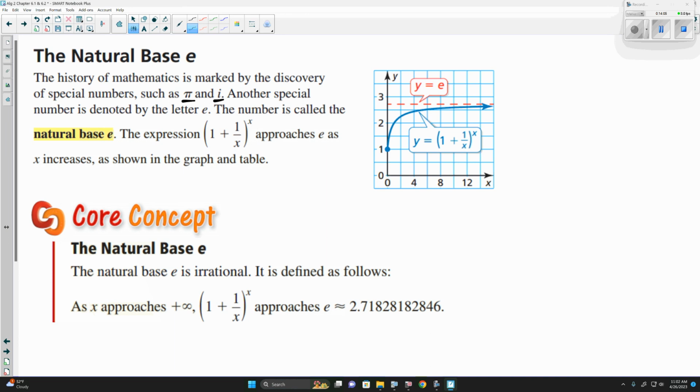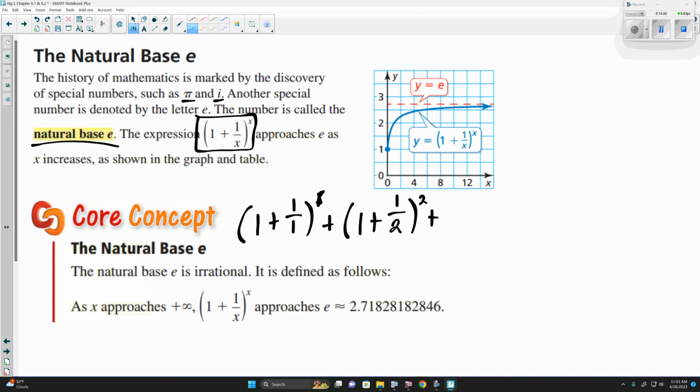It's called the natural base e and is represented by this expression as x approaches infinity: 1 plus 1 over x, to the x. If we add these values together, we will get closer to e. We will never get to e because e, just like pi, is an irrational number, a non-repeating, non-terminating decimal. If we wanted to calculate it out, we'd be doing 1 plus 1 over 1 to the 1, then 1 plus 1 over 2 squared, plus 1 over 3 cubed.